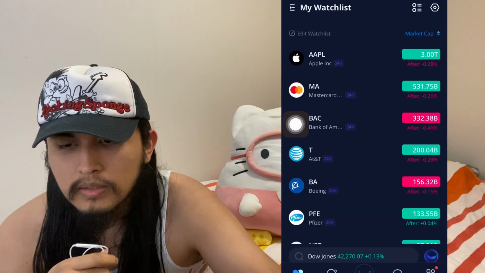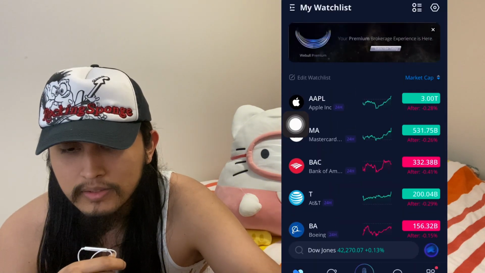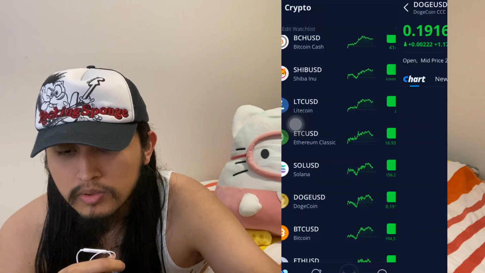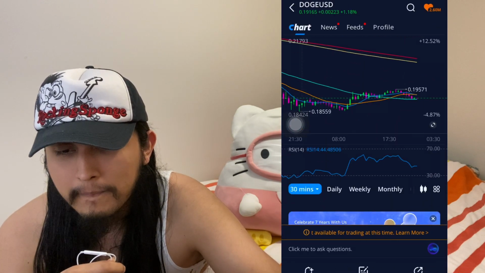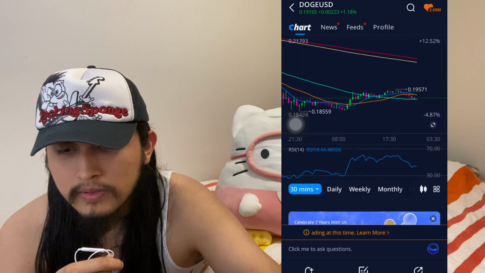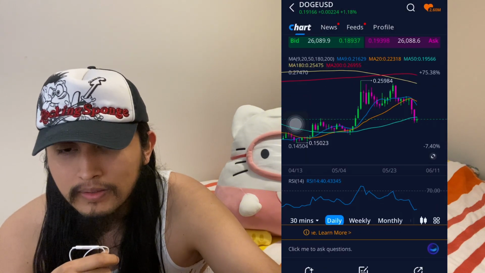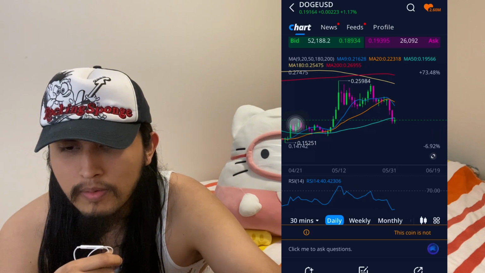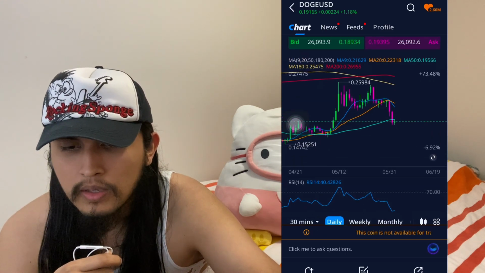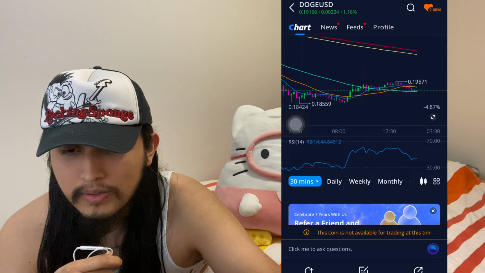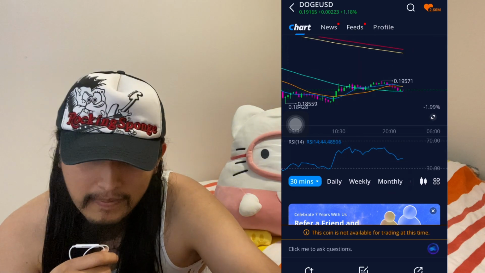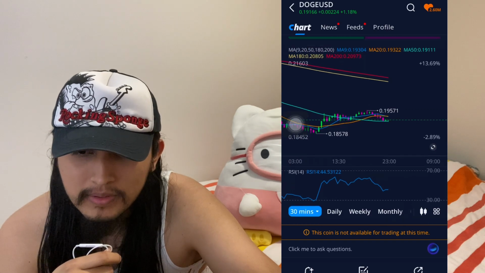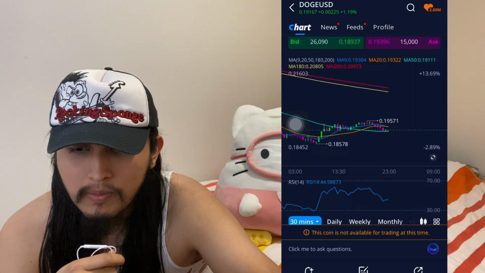Basically looking at Dogecoin, let's look at it on the daily chart first. So on the daily chart, Dogecoin was doing pretty good, but all of a sudden it is now below the 50-day moving average. On the 30-minute time chart, it looks like it's above. It's using the 50-day moving average as support.